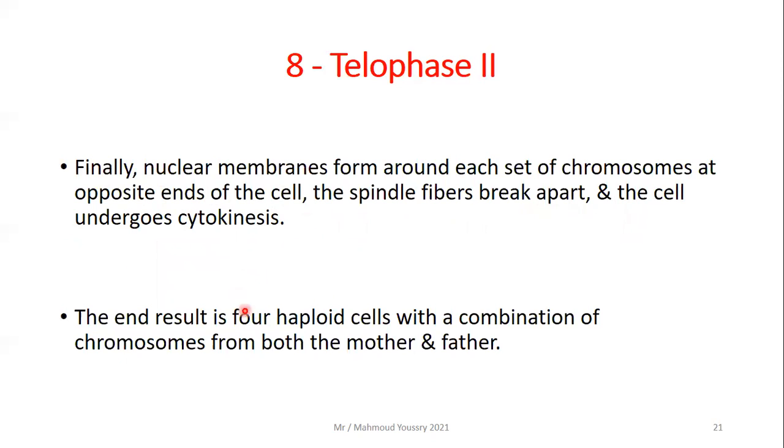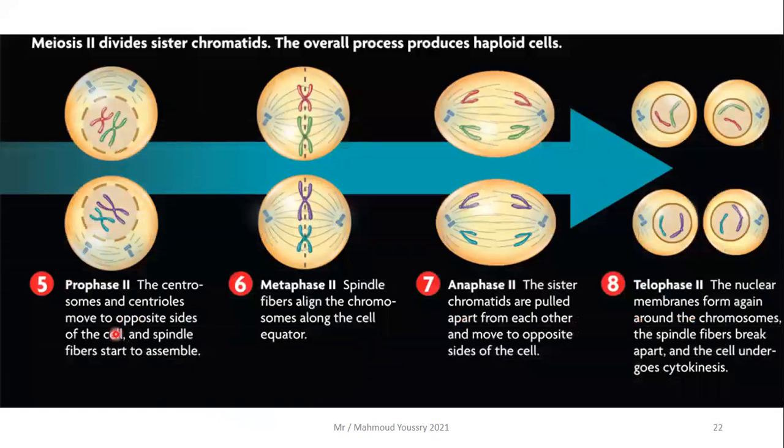The end result of meiosis is four haploid cells with a combination of chromosomes from both the mother and the father. Look at this picture again. This is prophase 2, where centrosomes and the centrioles move to the opposite side of the cell. The nuclear membrane started to break apart again, and the spindle fibers started to assemble.